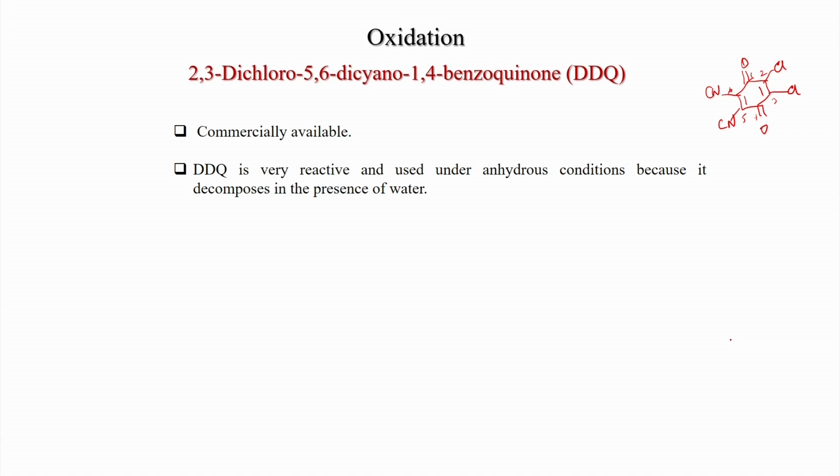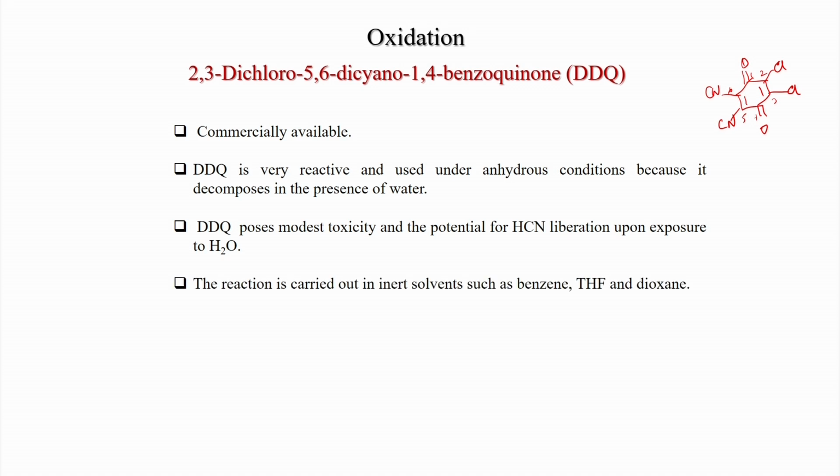DDQ is very reactive and used under anhydrous conditions. So, unlike ferric ammonium nitrate, which is water soluble and you can do the reaction even in water, acetonitrile water as we have seen, in DDQ you have to use anhydrous conditions because it decomposes in the presence of water. DDQ poses modest toxicity and the potential for HCN liberation upon exposure to H2O. So, it may be modest toxicity because it can liberate HCN. The reaction is carried out in inert solvents such as benzene, tetrahydrofuran and dioxane.